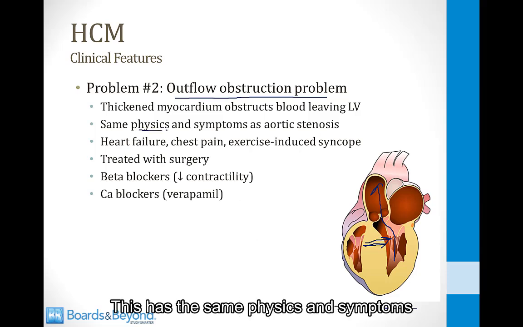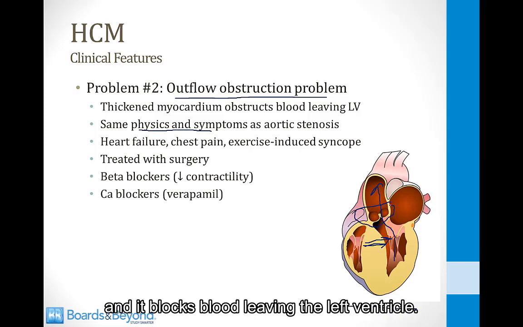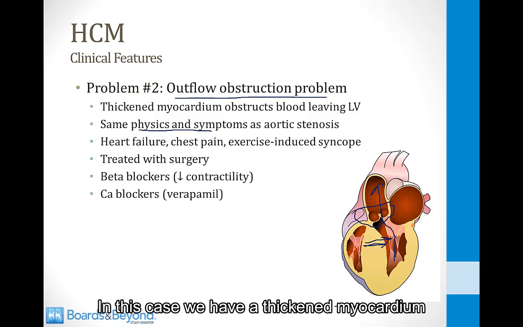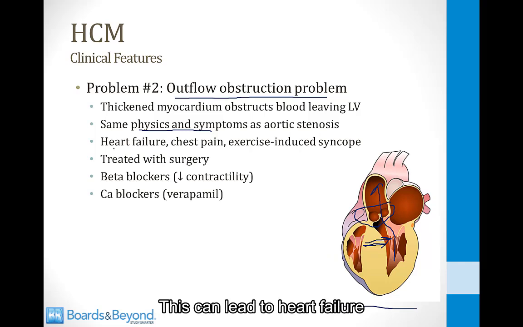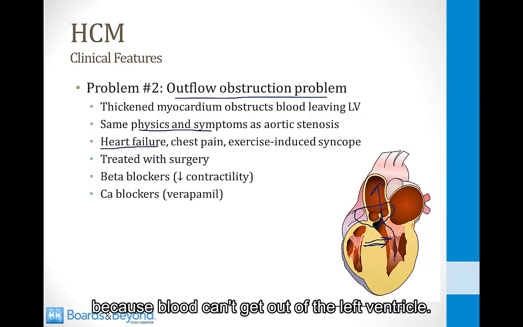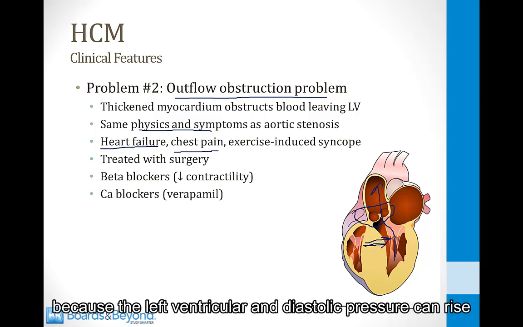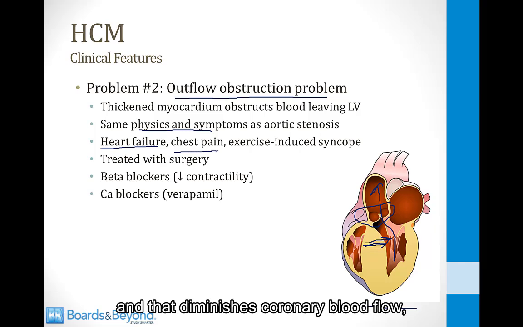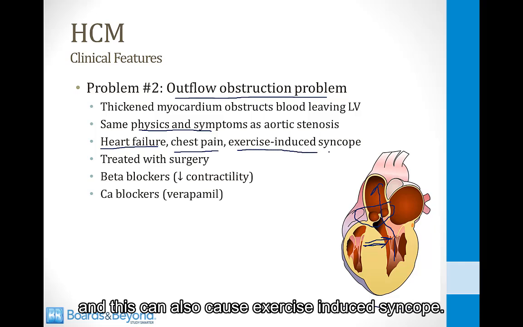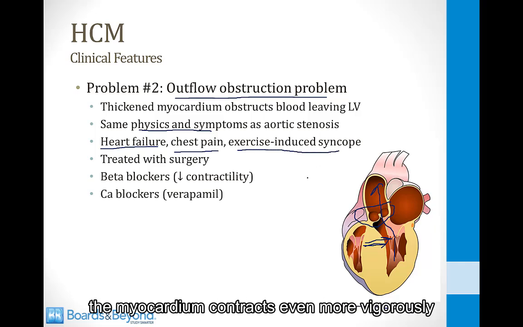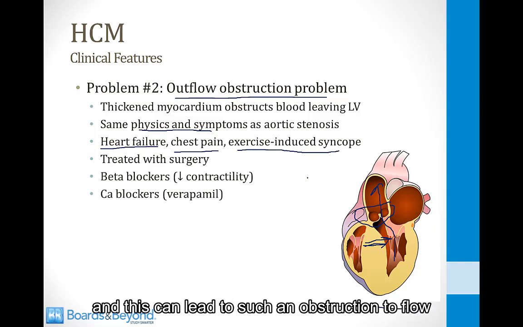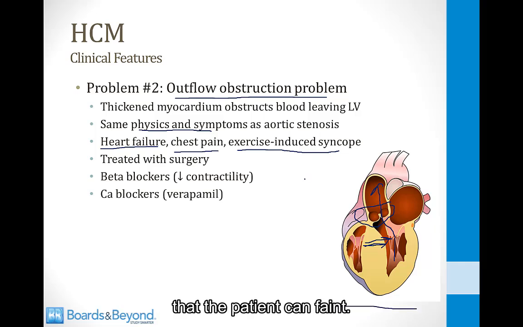This has the same physics and symptoms as aortic stenosis. In aortic stenosis, the aortic valve is thick and it blocks blood leaving the left ventricle. In this case, we have a thickened myocardium also blocking blood as it leaves the left ventricle. This can lead to heart failure because blood can't get out of the left ventricle. It can lead to chest pain because the left ventricular end diastolic pressure can rise, and that diminishes coronary blood flow. And this can also cause exercise-induced syncope. When patients exercise, the myocardium contracts even more vigorously, and that obstruction gets greater, and this can lead to such an obstruction to flow that the patient can faint.